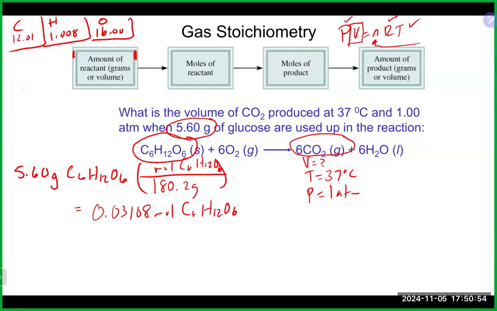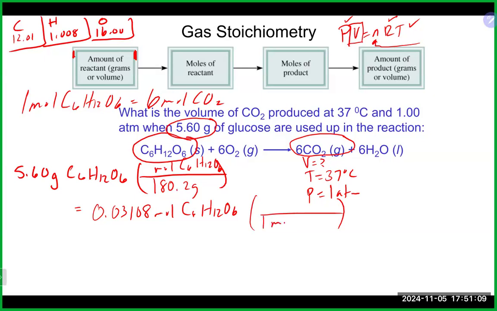And from the equation, we can see that for every 1 mole of our C6H12O6, it looks like we get 6 moles of the CO2. So that's what we're going to use here to get into the moles that we need. So 1 mole C6H12O6, 6 moles of CO2. The moles will cancel here, and that will yield us about 0.1865 moles of CO2. That again is the kind of missing piece that we need for the ideal gas law here.